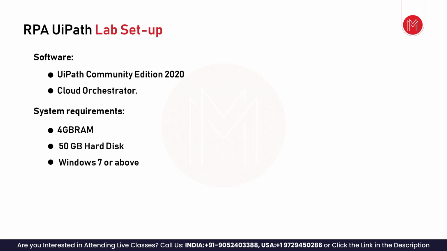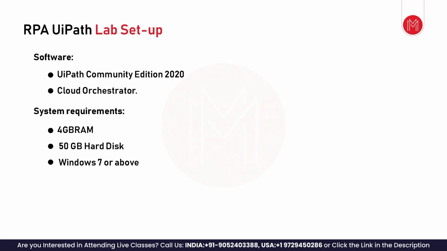We'll be downloading the Community Edition, and the Community Edition is going to give us both the Studio and the robot. And for the orchestrator, since it's a web-based component, we have the Cloud Orchestrator, which is available free of cost, without a license, from UiPath as part of the Community Edition. So we'll sign up on the Cloud Orchestrator, and then you will get an orchestrator as well.